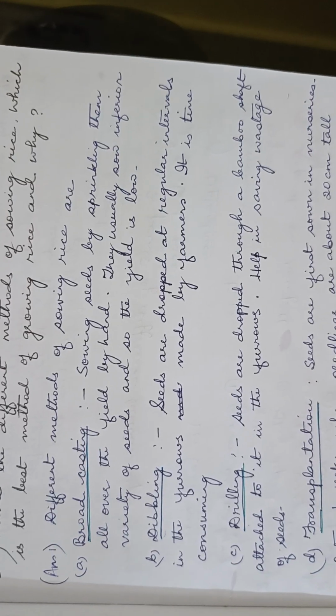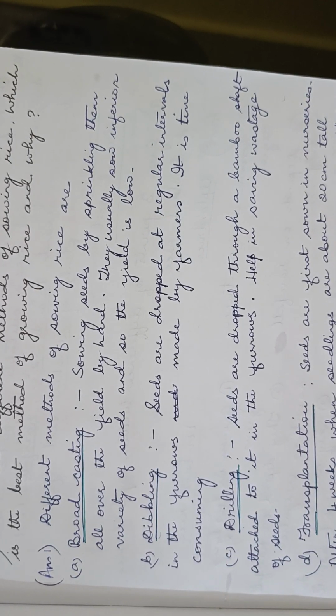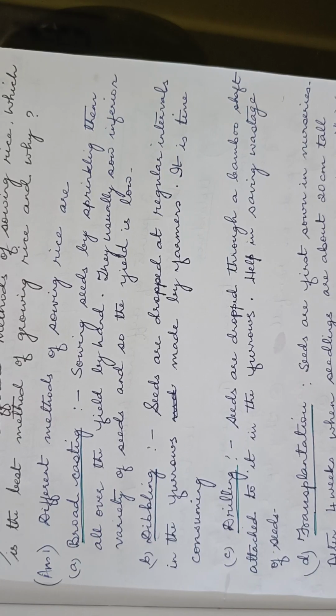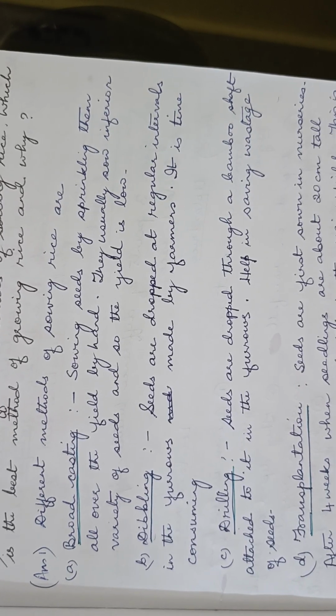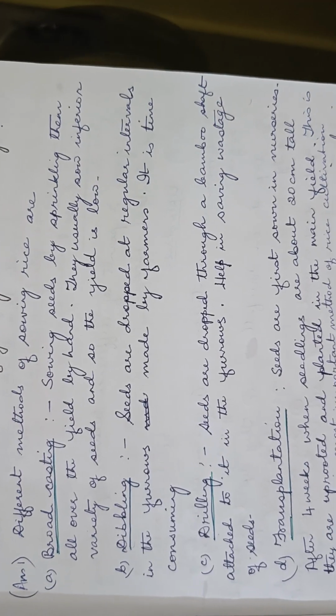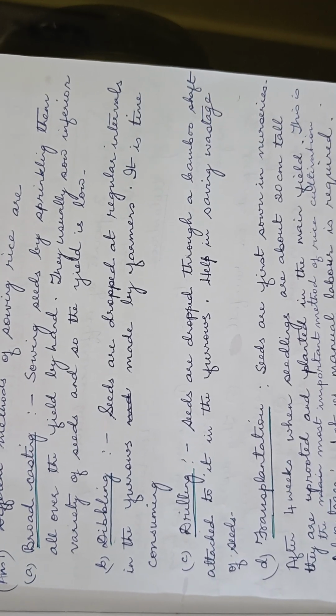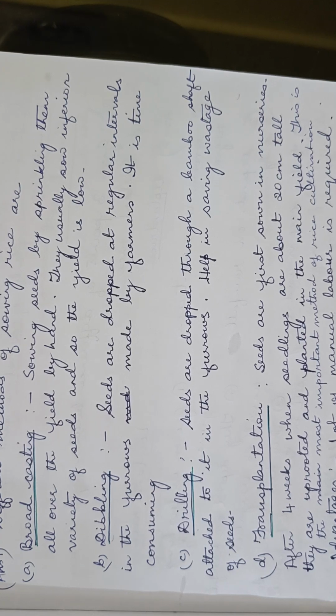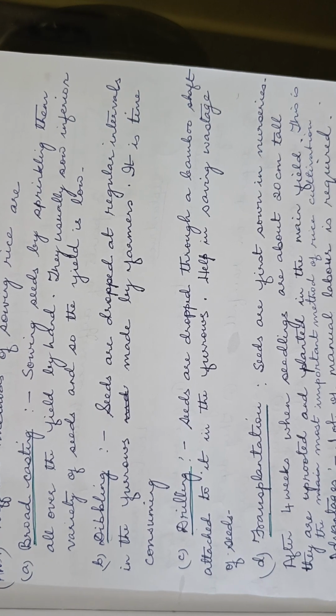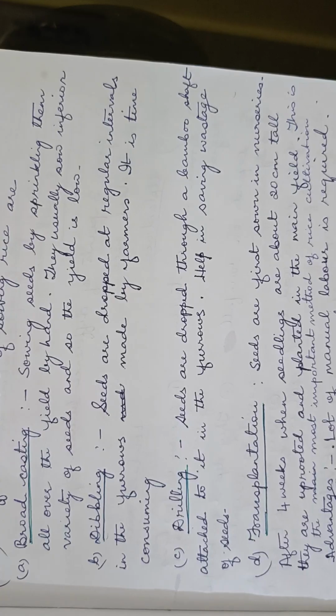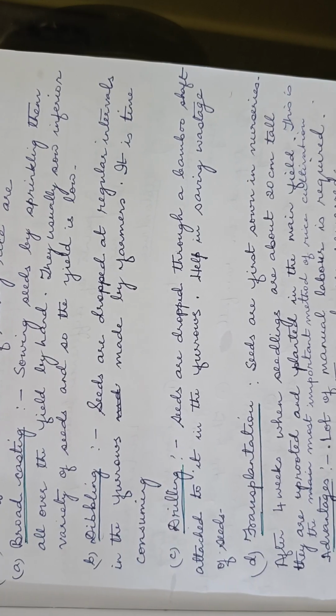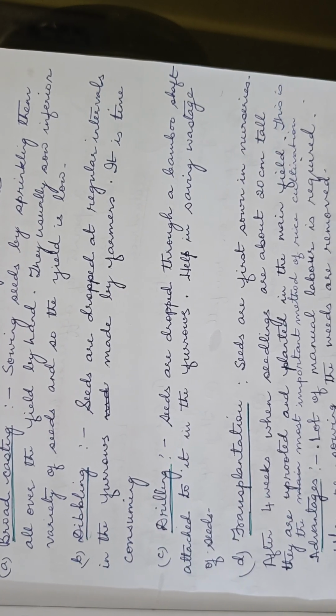Next, dibbling. Seeds are dropped at regular intervals in the furrows made by farmers. It is, of course, time consuming. Next, drilling. Seeds are dropped through a bamboo shaft attached to it in the furrows. It helps in saving wastage of seeds, but again it is also time consuming.